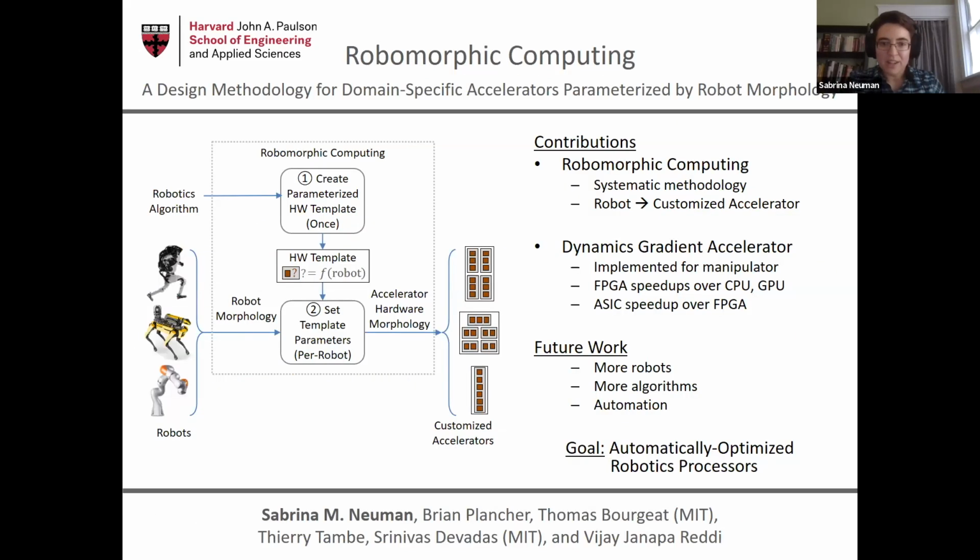So, in summary, we set up this flow to go from robots to accelerators. I think this sort of push-button solution is an attractive way to tame the complexity of the robotics design space, to let us build up automatically optimized processors for robotics. I'm very curious to hear what everybody thinks and take any questions. So have at it.